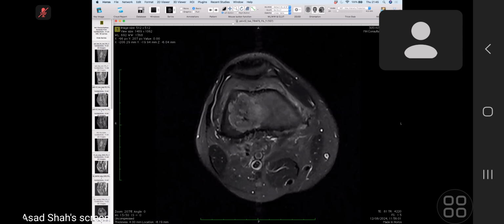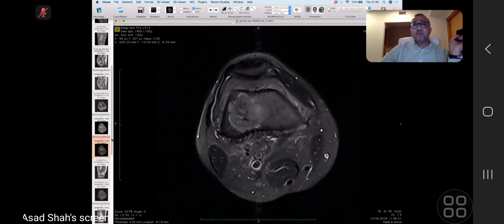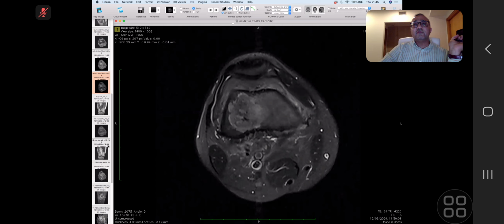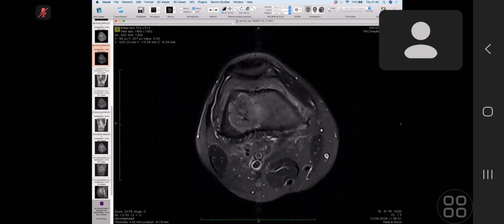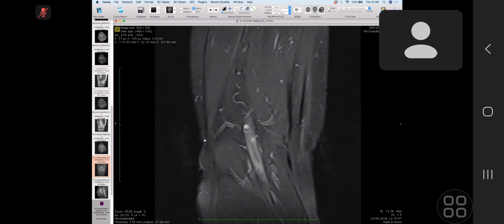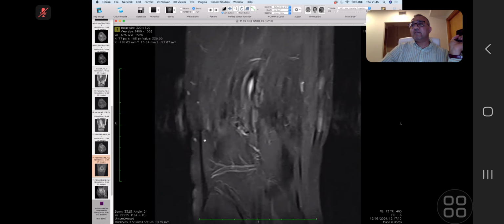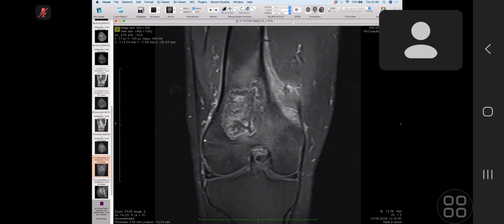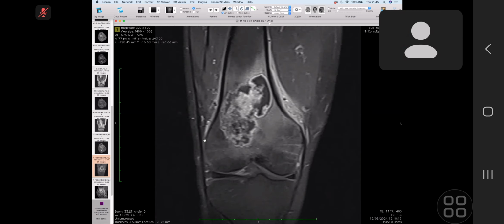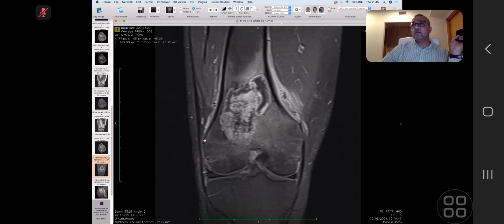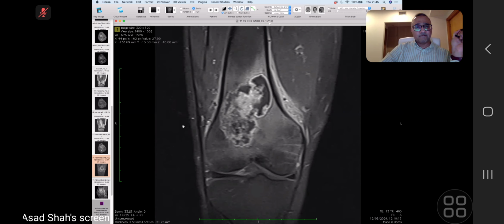Right. So let me just show you a post contrast, and I want you to describe the lesion. This is a post contrast coronal fat suppressed image. I'll leave that for you there. How would you describe that lesion?